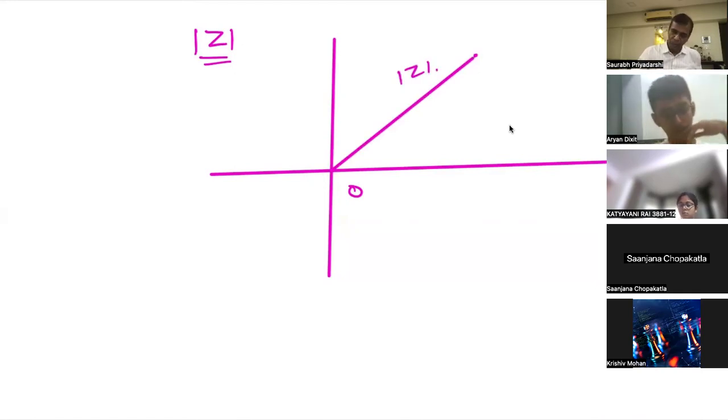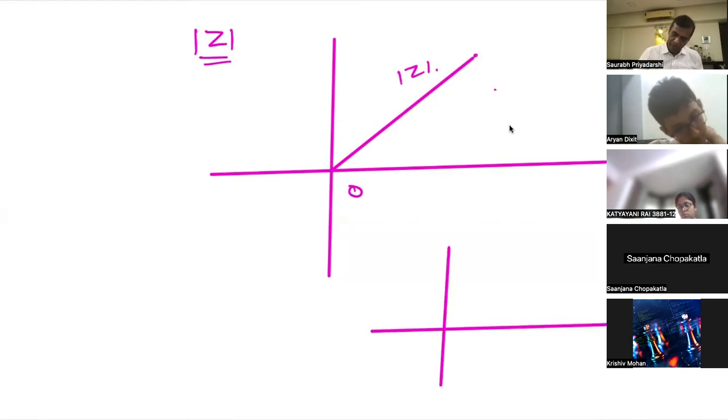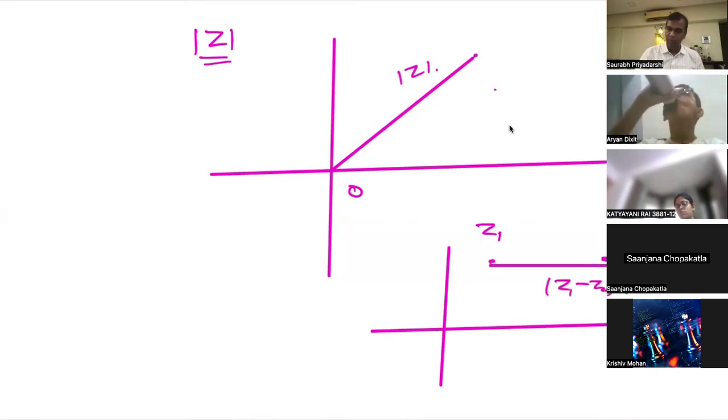If two numbers are given in the Argand plane, say Z1 and Z2, this is Z1 and this is Z2. The distance between these two is denoted by mod of Z1 minus Z2. This is very important, and we have to use this. Abhi dikhata hu, just first note it down.